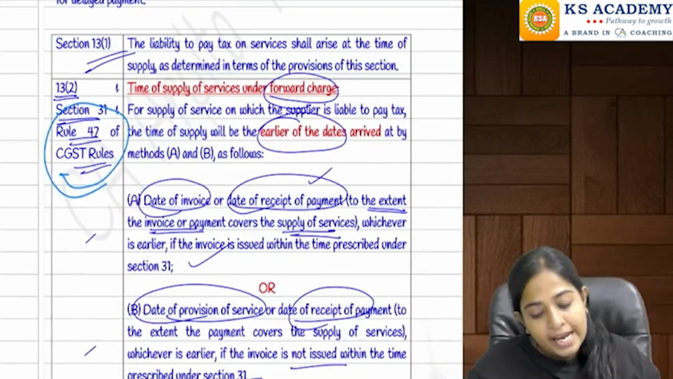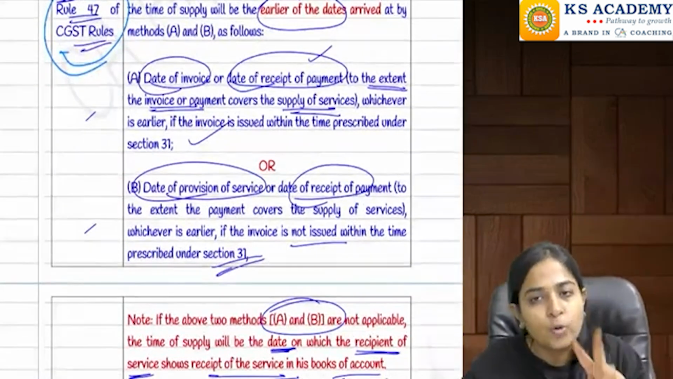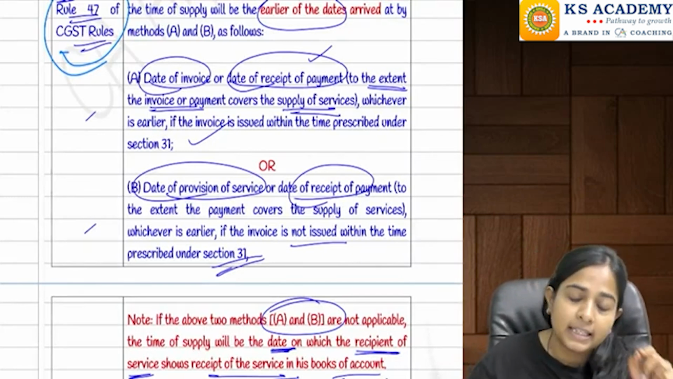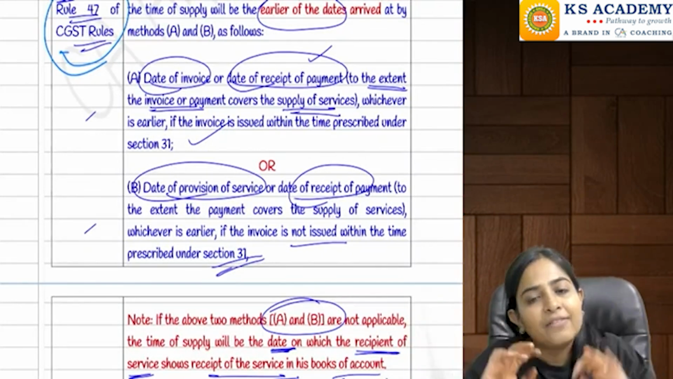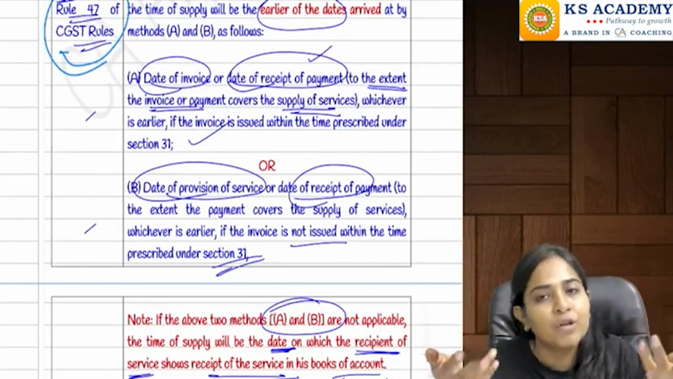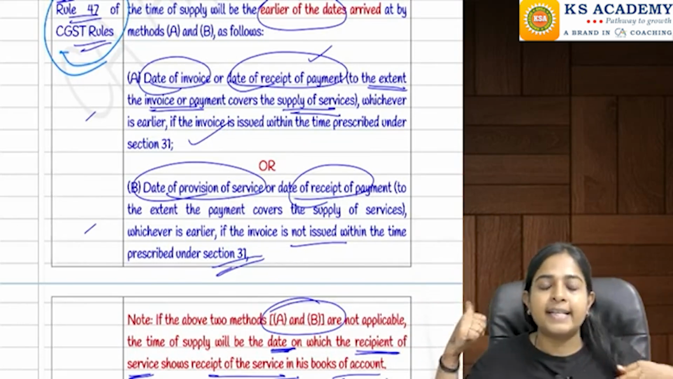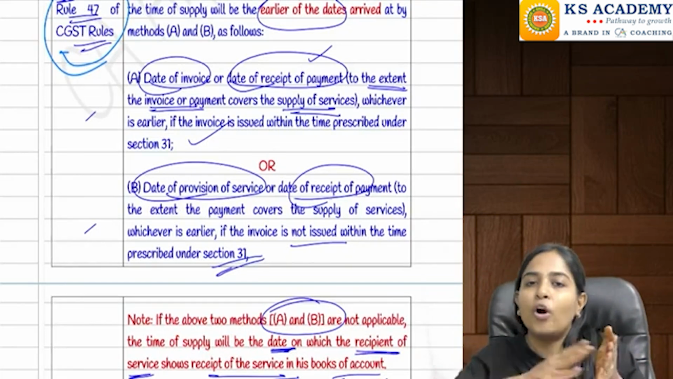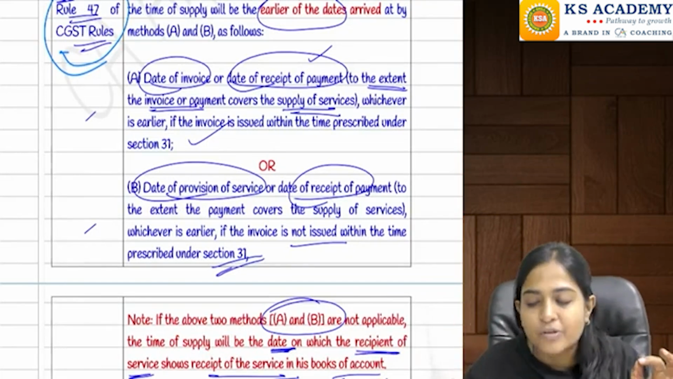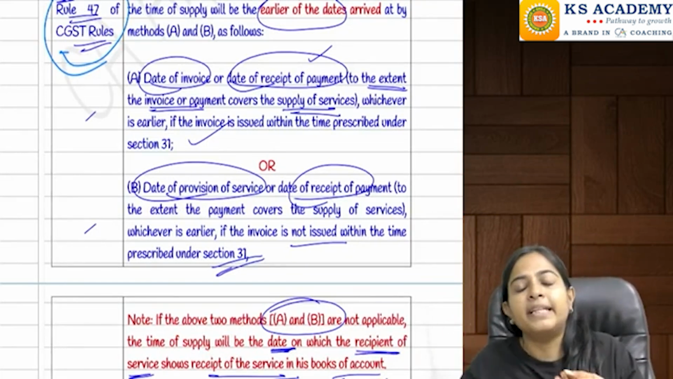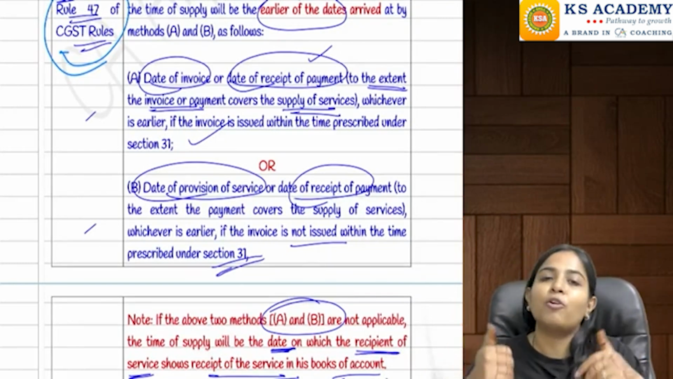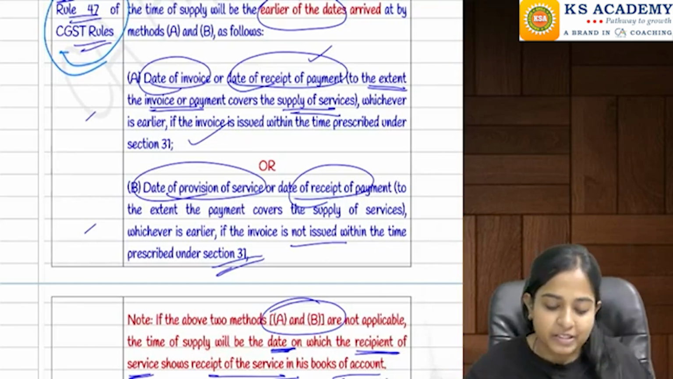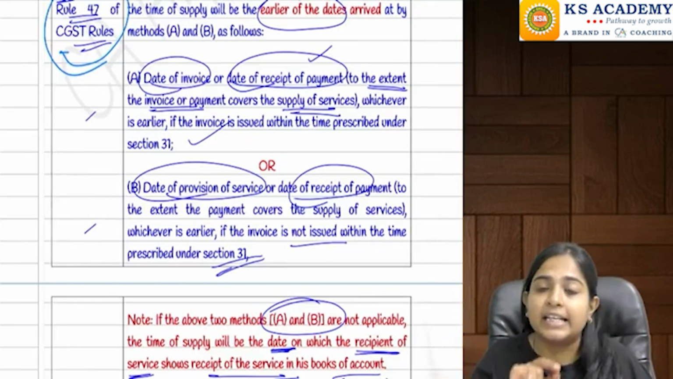Normal forward charge. In such case we have 2 dates. In case of service under forward charge, the only thing that you have to check first is whether the invoice was issued on time or whether the invoice was issued late. The due dates etc. we will study as per section number 31. But first identify whether the invoice was issued on time or not. If the invoice was issued on time, then no problem. Then in that case, the date of invoice or receipt of payment, whichever is earlier. This is if the invoice was issued on time.